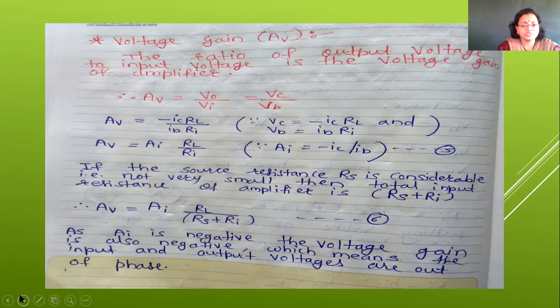That value is AI. So AV is equal to AI into RL upon RI. Let us call this equation number 5.